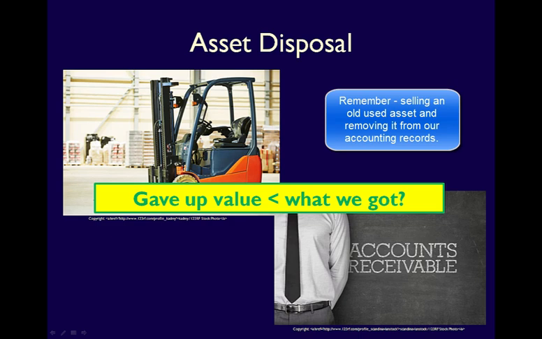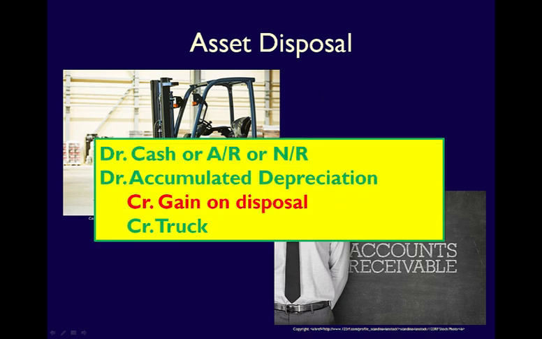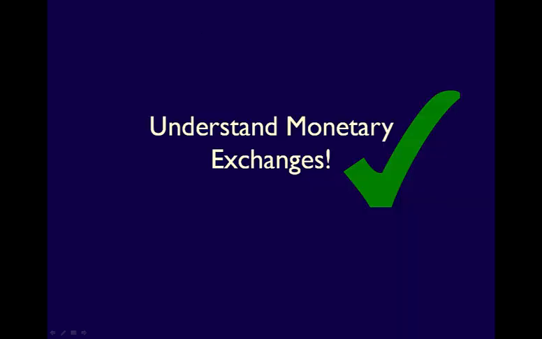What would happen if the value of what we gave up was less than the value of what we received? In that case, we would record a gain on disposal, a credit to the statement of comprehensive income, which would increase income before income taxes. Again, the gain is recognized in income because it is realized. We again converted the asset truck into cash or a claim to cash in the future.